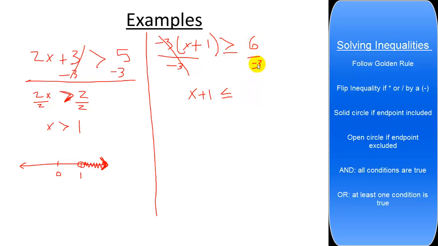And 6 divided by negative 3 is negative 2. Now to keep solving for x, I'll subtract 1 from both sides. Those cancel. And my final answer is x is less than or equal to negative 3.